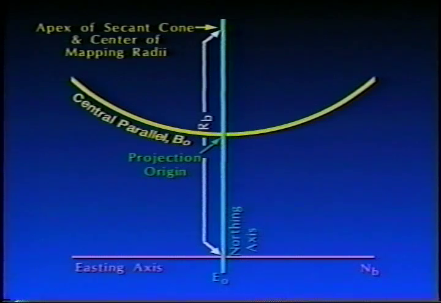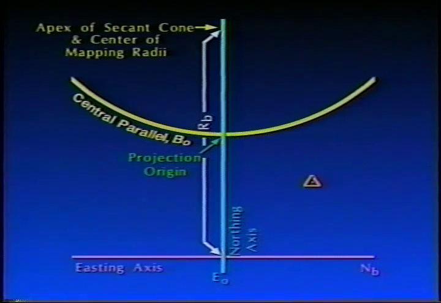The screen now shows a dimension line extending from the apex of the cone to the grid origin. This distance is the mapping radius through the grid origin, noted as R sub B. It is a tabled constant. By inspection, we can see that by adding together N sub B and R sub B, we can calculate the northing of the apex.